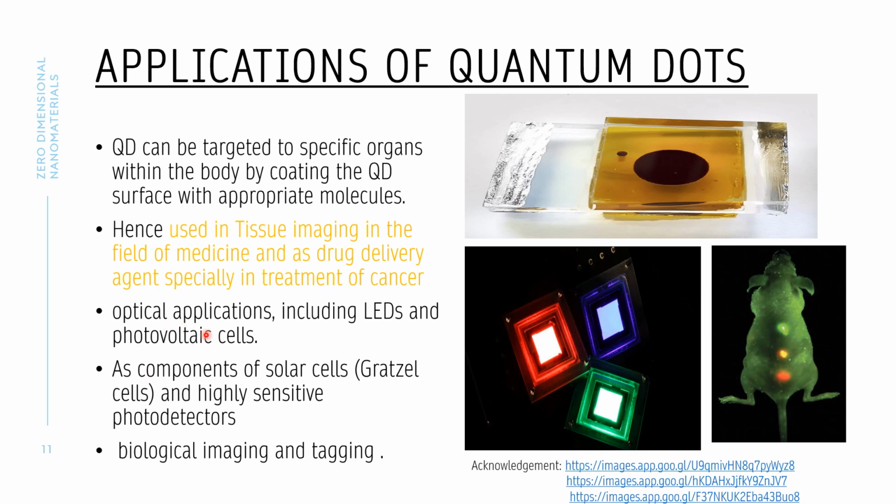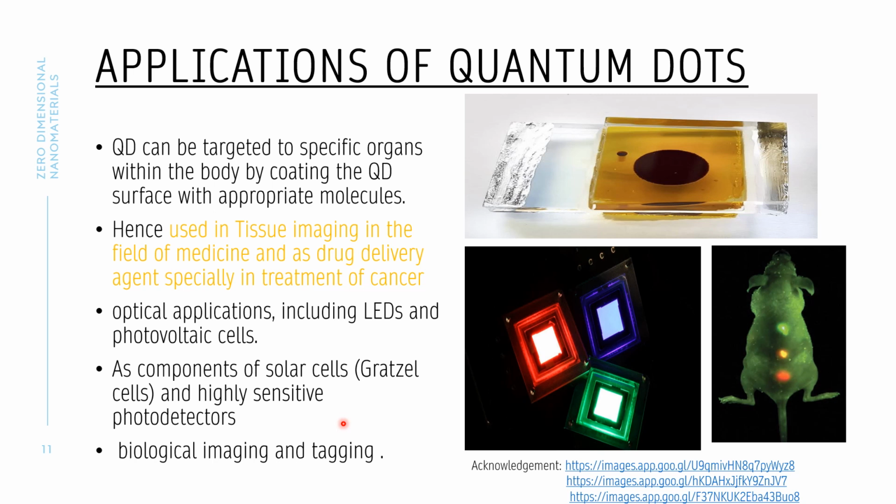Moving on to the optical applications, it includes preparation of LEDs and photovoltaic cells. This image here corresponds to a quantum dot made LED. It is also used as a component of solar cells, which is known as a grad cell, which is shown here. So this grad cell is made up of quantum dots, and quantum dots are also used for making highly sensitive photodetectors. It is also used for fluorescent biological imaging and tagging.